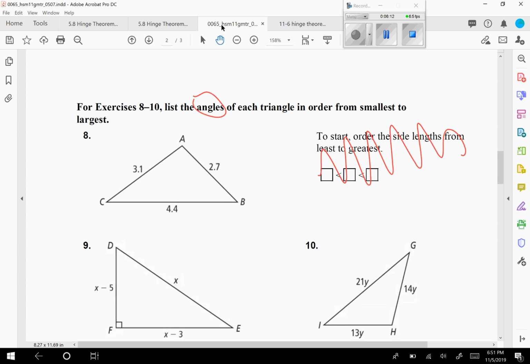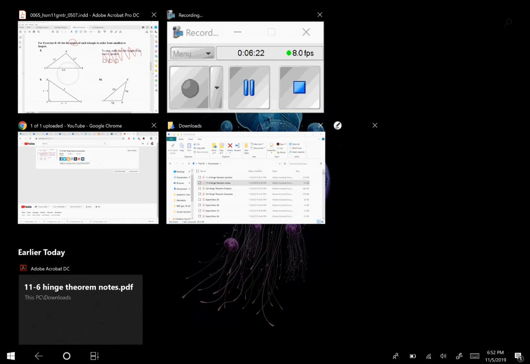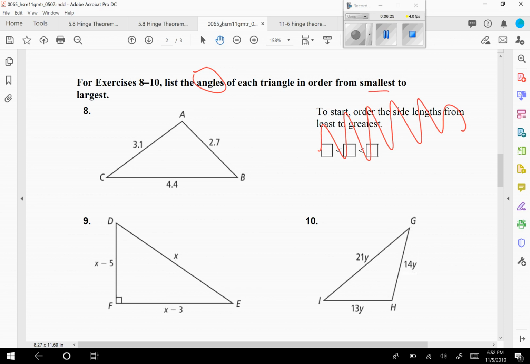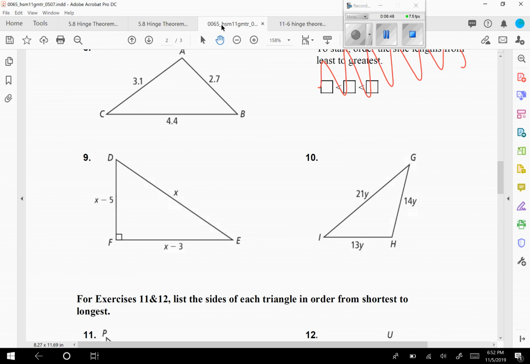And then on the back, you look on the back here. It says they want us, this is kind of a review, they want us to list the angles from smallest to largest. So remember, that's looking at your sides, okay? So your smallest angle is across from your smallest side. The only thing different is like number 9 and number 10. On 9 and 10, you see how you have variables. What I want you to do is choose a number to plug in for your variable.